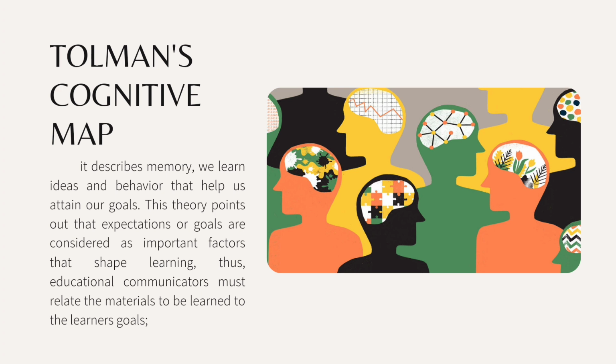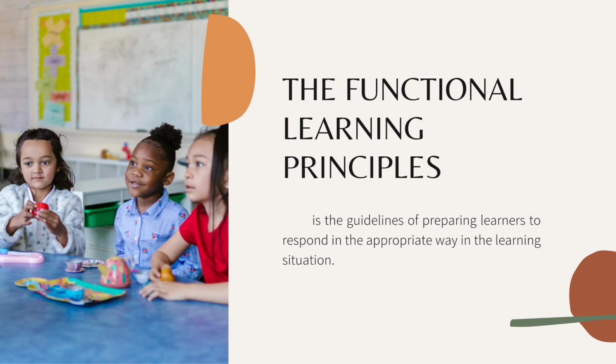Tolman conducted experiments with rats and mazes to examine the role that reinforcement plays in the way that rats learn their way through complex mazes. So, the Tolman cognitive map basically describes memory or memorization, that we learn through memorization or even trial and errors. Next is the functional learning principles.